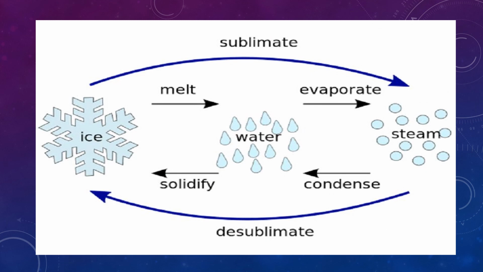Yes, you can see here, in short, the ice, which is a solid. When we heat it, it turns to water on melting. And when you heat water, it turns to steam. But naturally also, water changes into water vapor by the process called evaporation. Steam, when we cool it, condenses and forms water. Water, when we cool it, solidifies and turns to ice.